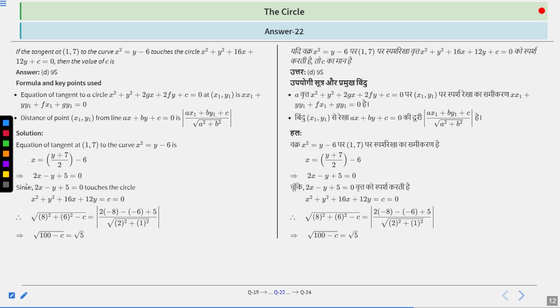So you will get root over (100 − c) is equal to root 5. So after solving this, you will get c = 95. Clear? So option D, 95 is the right answer. Got it? Option D, 95 is the right answer. Okay. Now let's move to the next question.